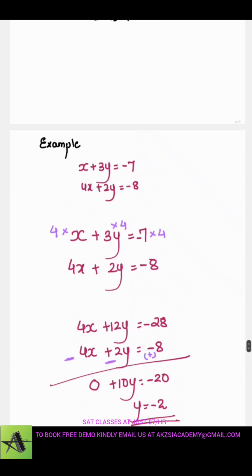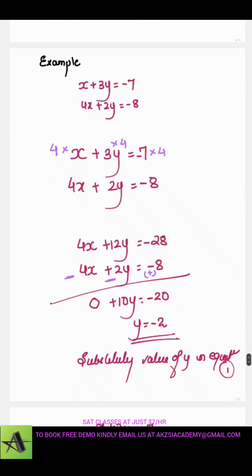Well, this is the case where it was easy to make the coefficient the same because we multiplied only one equation. What if we have to multiply both the equations to find the common coefficient? Okay, let me give one example on the same.